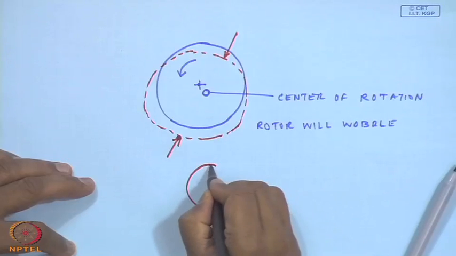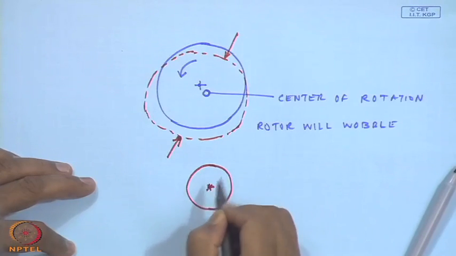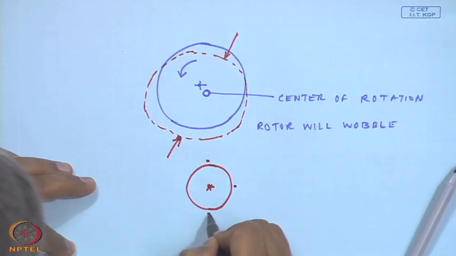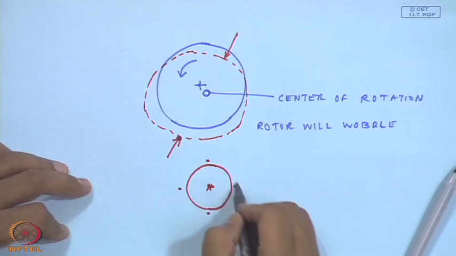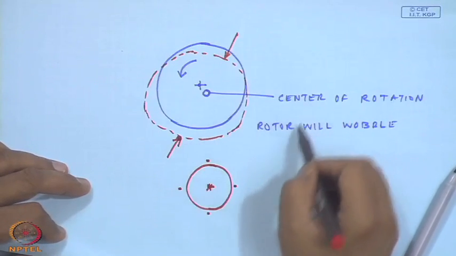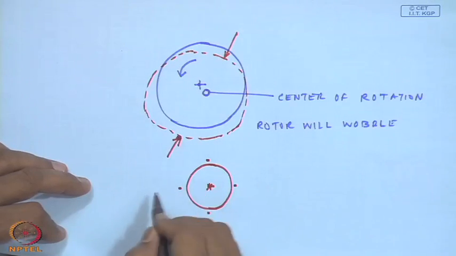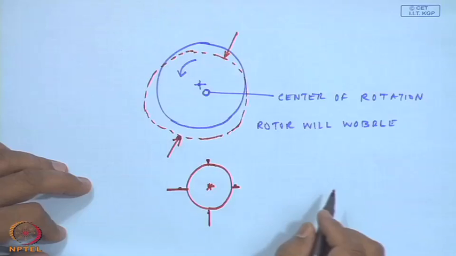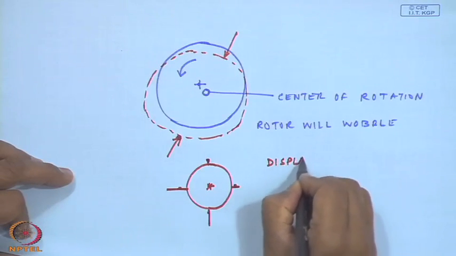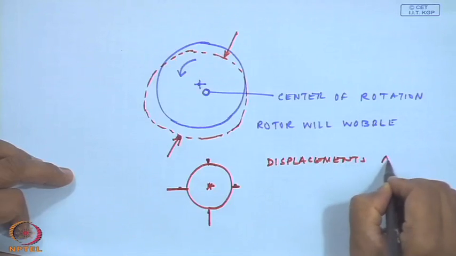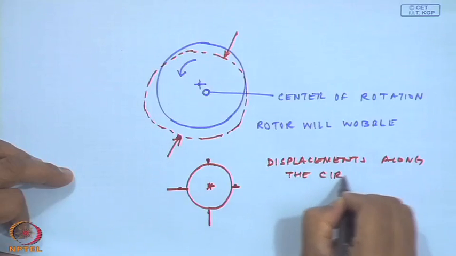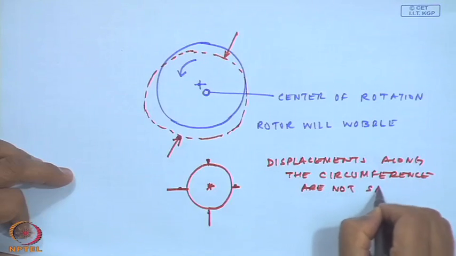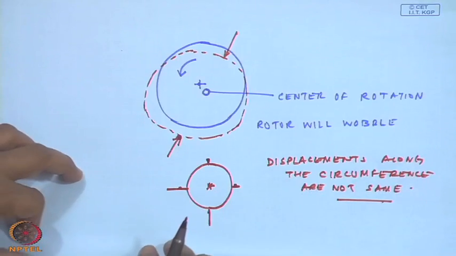If this was a perfectly balanced rotor, the displacements at locations like the 12 o'clock, 3 o'clock, 6 o'clock or 9 o'clock position will be the same. But if they are eccentric, or the center of rotation is not at the mass center, they will be wobbling and one level will be less compared to the other, and here another level is more compared to this. So the displacements along the circumference are not the same, and that is because of this eccentricity in the rotor.